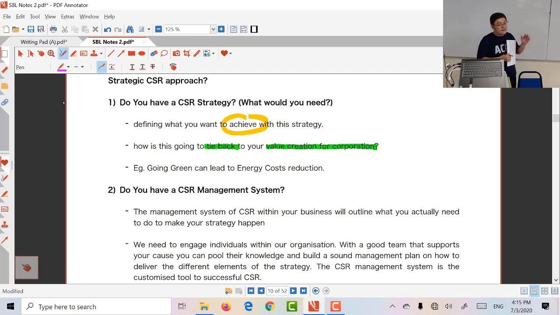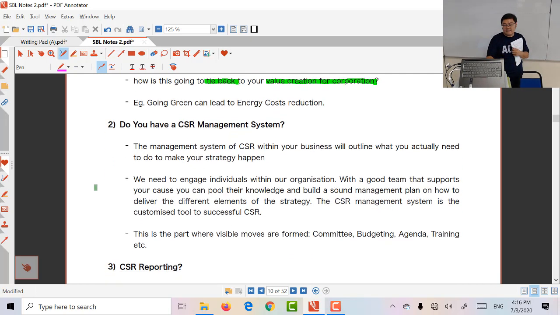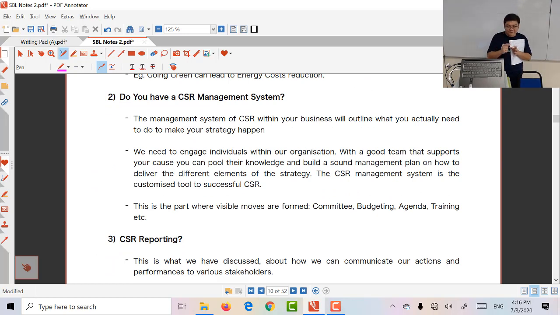Now, for example, going green is a concept that you can tie back to help you save energy costs. So if you are a very energy-driven company where energy is the main element of your business overhead, then that could be a good CSR strategy to go into, okay? Then you have to have a CSR management system.